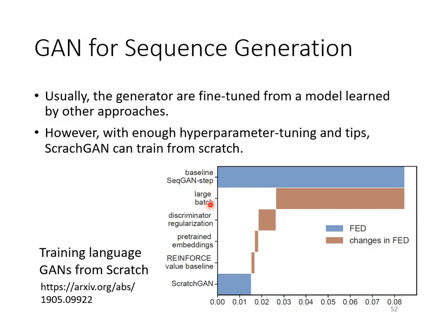Then, a big batch size is also necessary for training GAN. How large? Usually in thousands. You can't do this by yourself at home. Do regularization on the discriminator. Pre-train the embeddings. And change the algorithm of reinforcement learning. And you can get the scratch GAN. You can train GAN from scratch this way and use it to generate sequences.